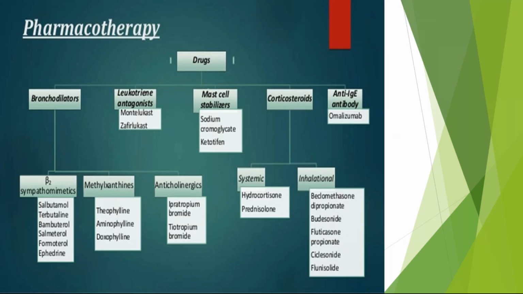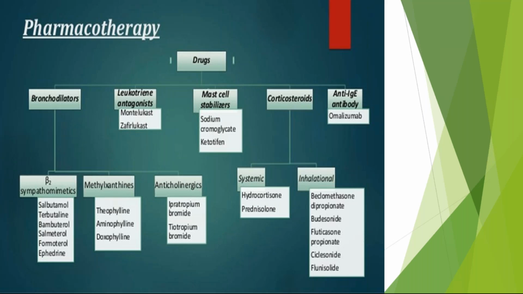Coming to the pharmacotherapy, these are the drugs which are used. These are bronchodilators, leukotriene antagonists, mast cell stabilizers, corticosteroids, and anti-IgE antibody, which is the main culprit in atopy and which is the main thing responsible for bronchial asthma.